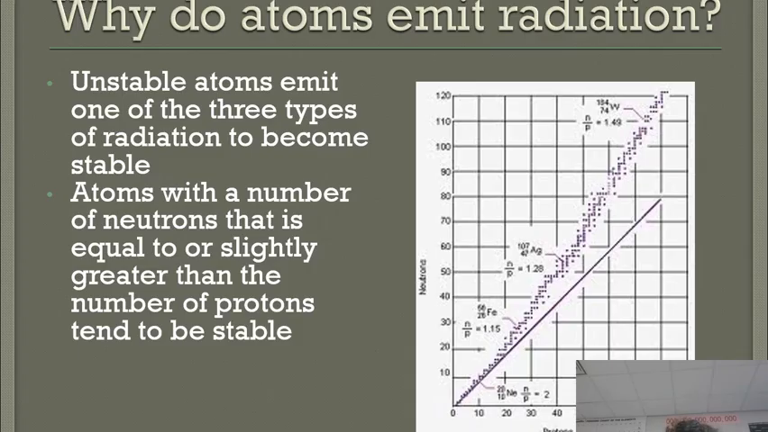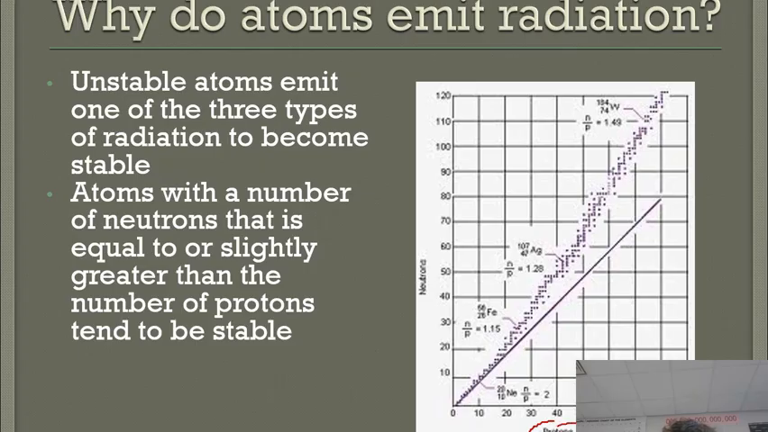Generally speaking, you will see in textbooks and various resources that atoms with a number of neutrons that's equal to or slightly greater than the number of protons tend to be stable. And that statement needs to be explained a little bit, because equal to would be, for example, when the atom is quite small. So if you look again, here's a graph.